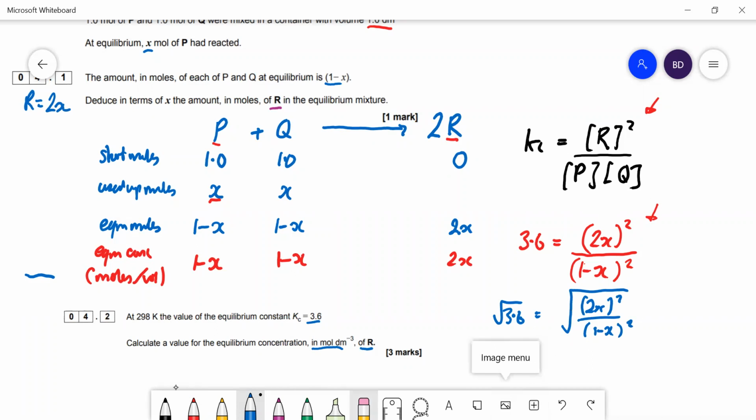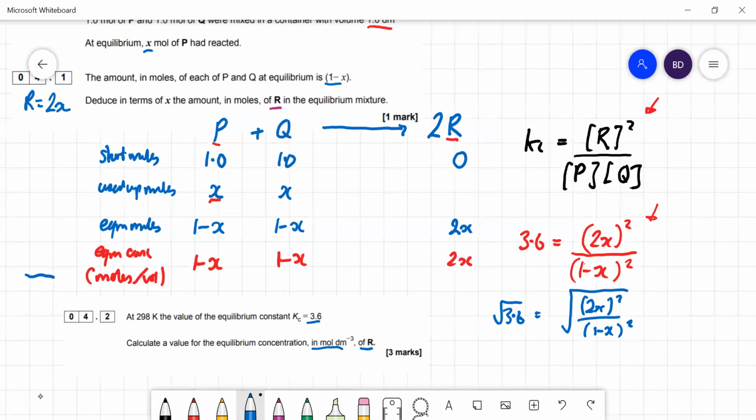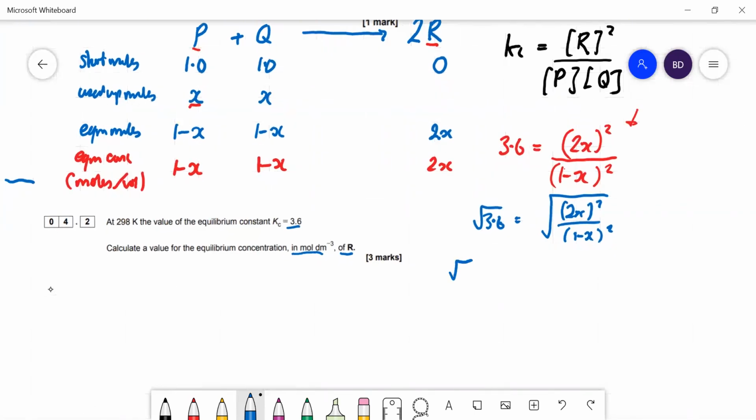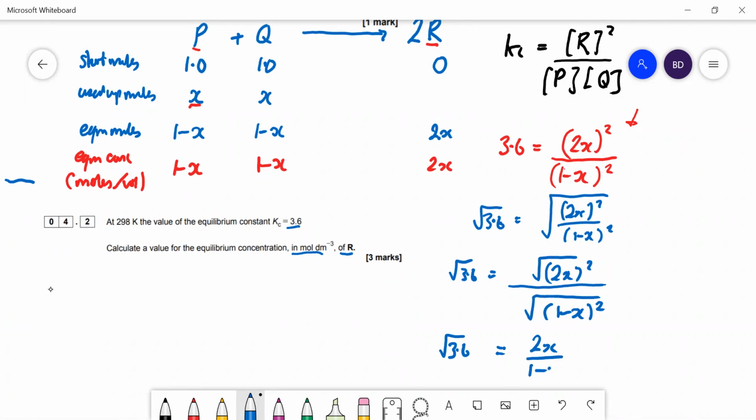And you can remember, if you're doing your surds from GCSE maths, that if you do that, you can do the square root of 3.6 is equal to the square root of 2X all squared divided by the square root of 1 minus X squared. Right, so take the square root of that. That's going to be equal to the square root of 3.6. Well, the square root of 2X squared is obviously 2X. And the one at the bottom is 1 minus X.